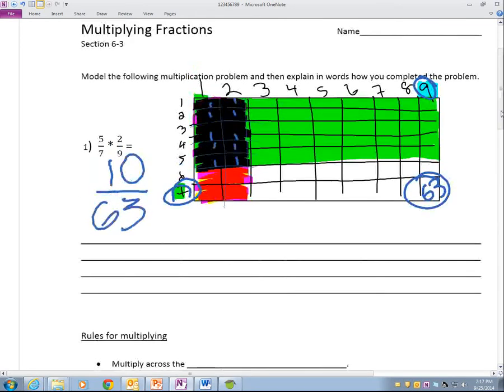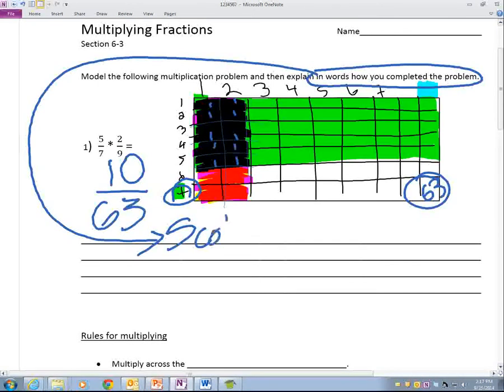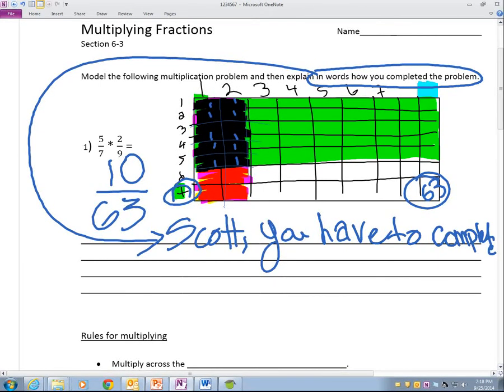So what we're going to do with this is I want you to circle this where it says, in your own words, how do you complete the problem? Then you're going to draw a line down here. Then you're going to call yourself by your first name. I don't know my name. You have to complete this. And none of your names are Scott, so you're not going to have Scott there. It's going to say your first name, or however you call yourself.